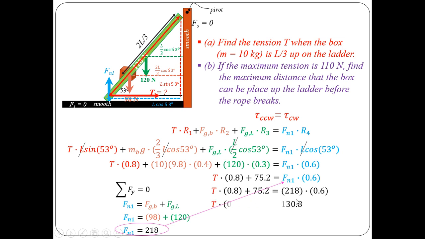So clean up a little bit by doing calculator work. 218 times 0.6 is about 130.8. And then here on the left side, the equal signs carry everything down. Combine like terms. So 130.8 minus 75.2, because that's a plus sign. Move to the right side, it changes sign. And then from here to get T by itself, we just divide both sides by 0.8. And you should get about 69.5 newtons. Okay. So that's your first strategy.